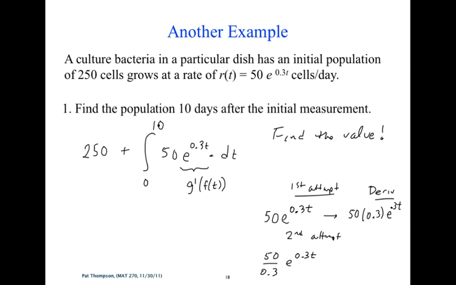But now this time it's a definite integral, so we want the total change if this is our quantity function. So to get the total change from 0 to 10 for that quantity function, what do we do? Final value of the quantity minus the initial value. So it'd be 250 plus our 50 over 0.3 e to the 0.3 times 10 minus our antiderivative, or rate, quantity function evaluated at 0. And that will be cells.